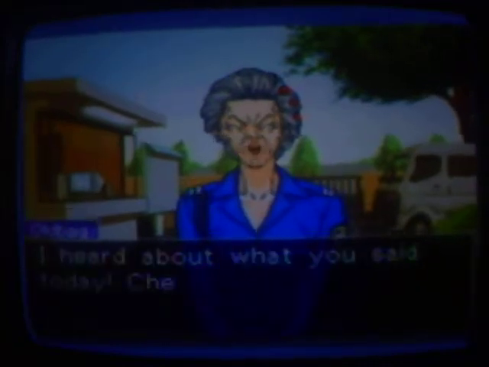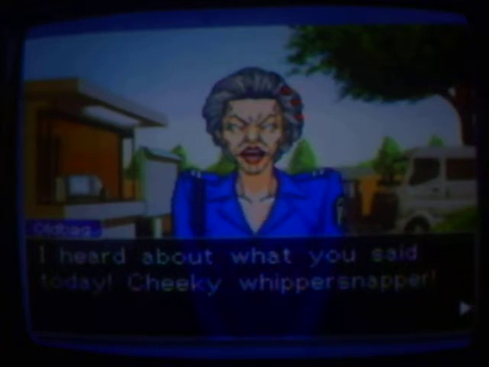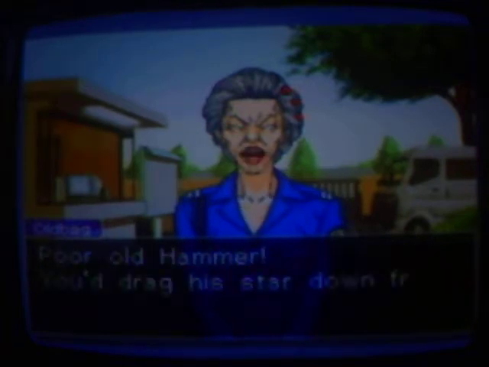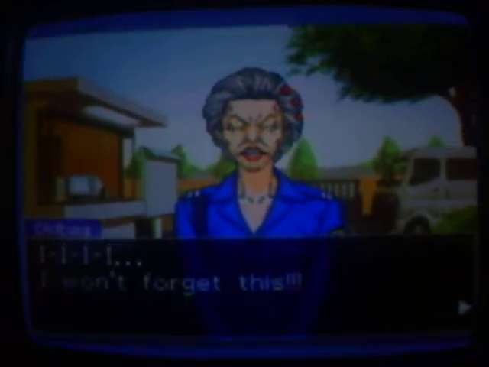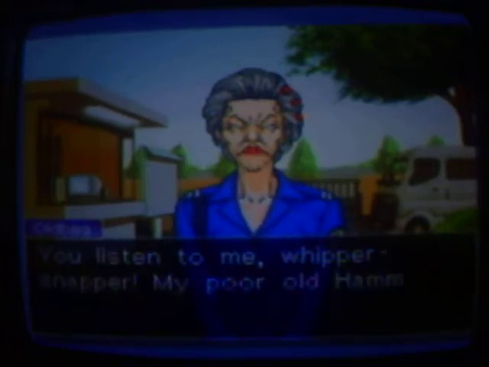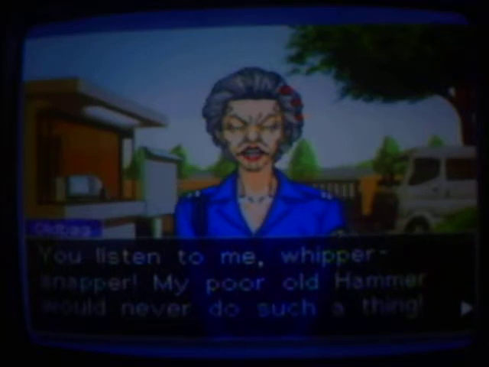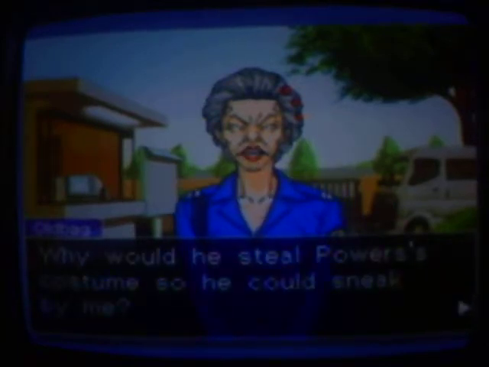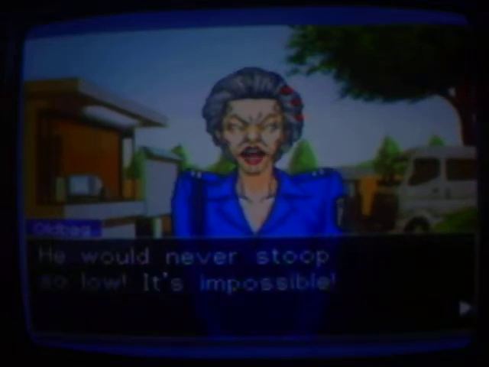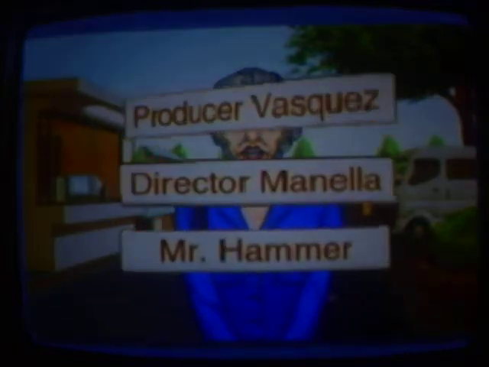About Mr. Hammer. Arrgh! I heard about what you said today, cheeky whippersnapper. Poor old Hammer, you drag his star down from the sky and stomp on him, calling him a criminal, a thief. I won't forget this. Oh, she's really angry this time. You listen to me, whippersnapper. My poor old Hammer would never do such a thing. Why would he steal Powers' costume so he could sneak by me? He would never stoop so low. It's impossible.